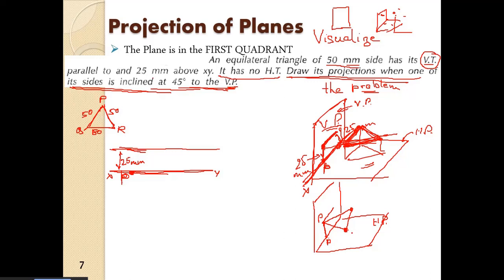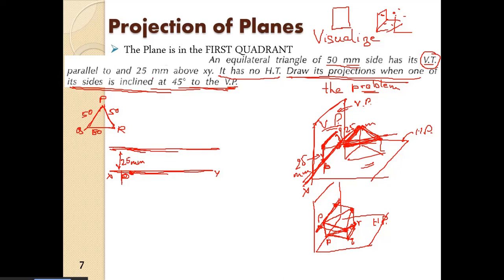Similarly, I will have the top view projection of point Q. Suppose this is Q. So I will have small q here, and small r here. So I will have the top view projection in this manner. Then I will project R, Q, wherever it lies. Ultimately they will all be at the same level of the vertical trace, all lie on this line.